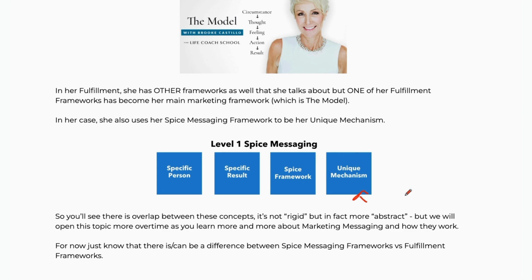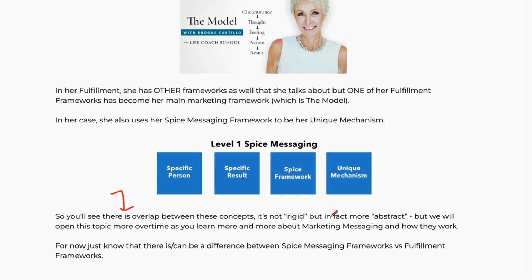and it also happens to be her unique mechanism. And so again, I'm going to emphasize one more time that there is a lot of overlap with these concepts, okay? This is not some rigid black or white, yes or no, right or wrong thing. There is going to be a little bit of abstractness, but over time with repetition, right? We've talked about this many times before: skill equals knowledge times reps. With repetition, you're going to start to get better at identifying the nuance and the details between these, okay?